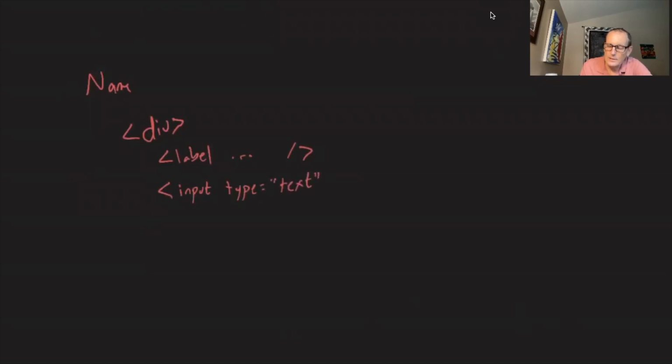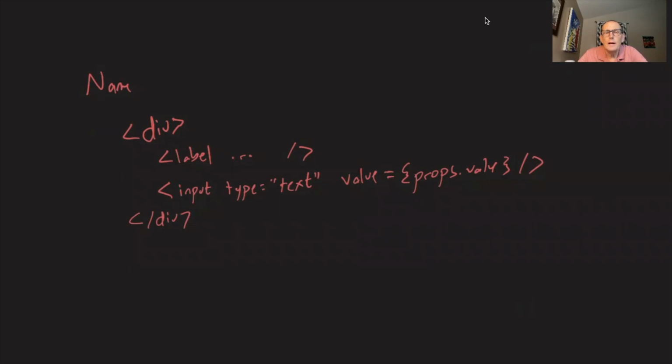If we look at the name, presumably we're going to have something like a div, and inside the div we'll have a label, and then we'll have a text input, type equals text, and the value is equal to props.value. All right, so the question now is, how do we cause a change to occur?